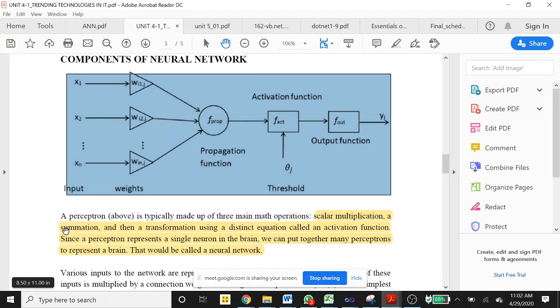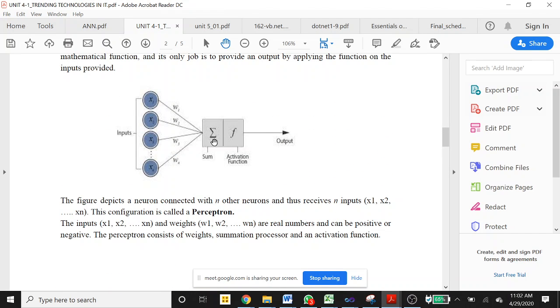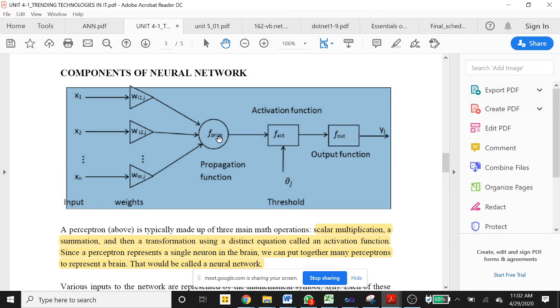Then the summation. The summation means that when we calculate the values of the input neurons and the weights at the point of the propagation function, at that point we perform the summation. Like this we have defined the summation function. After the summation we get the value x1 into w1 plus x2 into w2 plus x3 into w3 plus up to xn into wn. This is the summation function. Then the third mathematical operation that we perform is the transformation.